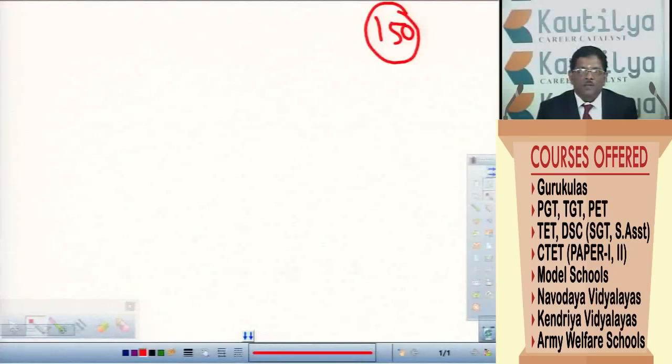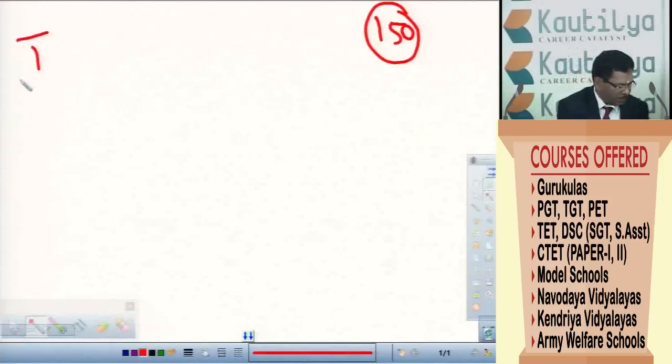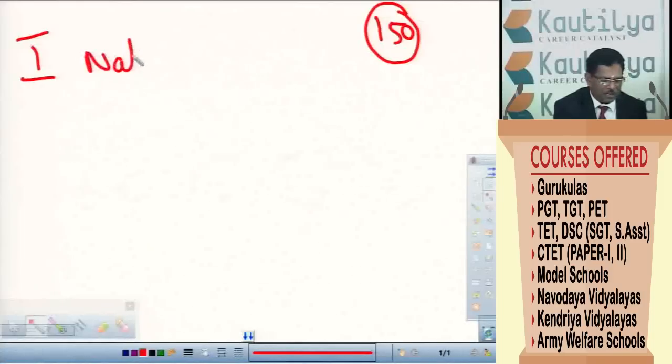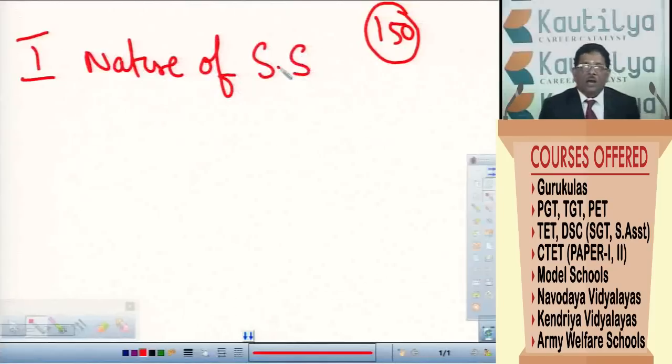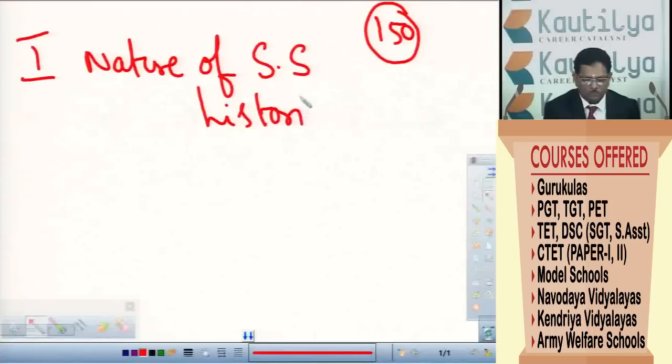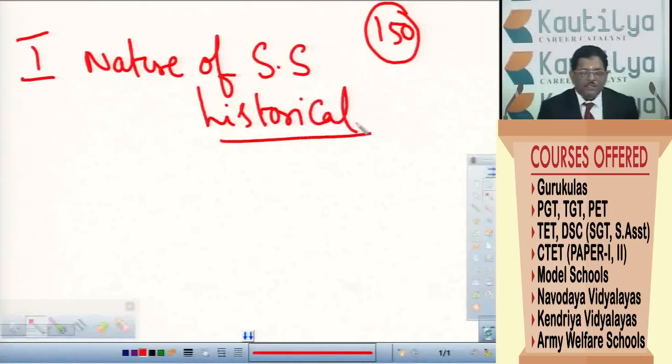So the government included so many concepts according to the modern concept of education, particularly the pedagogical concerns in social studies. Among them, the first unit itself, what they mentioned, the nature of social studies, nature of social sciences and its historical development. So the nature means the nature and scope of social studies and how this social sciences was developed in the world, particularly in our Indian society.